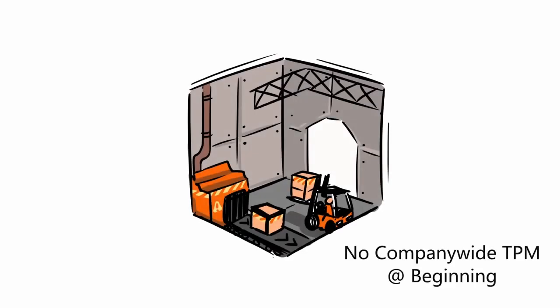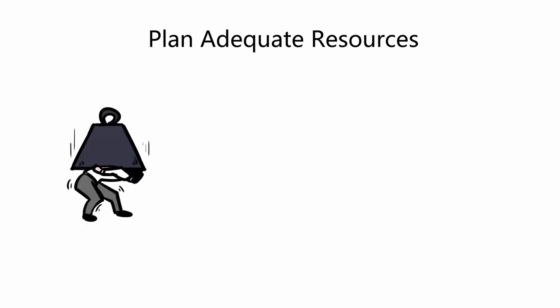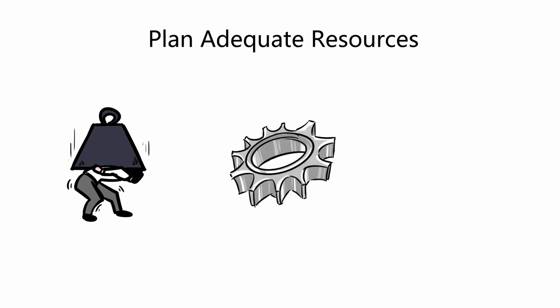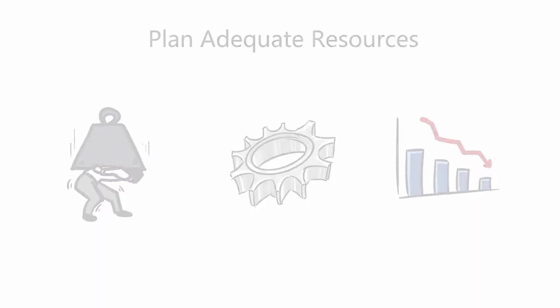Tip number 2. Don't start with a company-wide TPM program. You start with one machine and focusing on only one of the 3 components of the OEE, for example, availability. When you have measured and improved the first factor, spread to the others, and then to other machines. Tip number 3. Plan adequate resources for maintenance. If you don't plan adequate resources in terms of people and spare parts, the first results you will get on the first machine will inevitably be lost when you move to other machines.